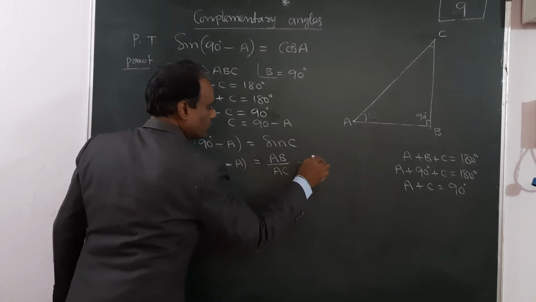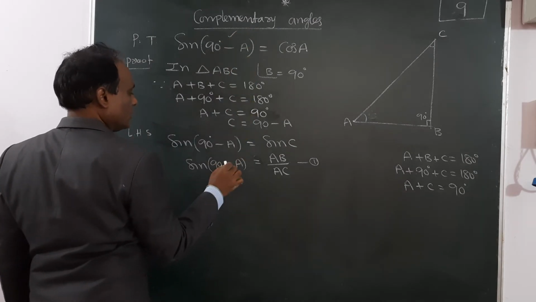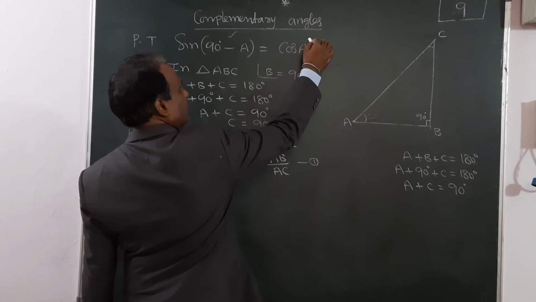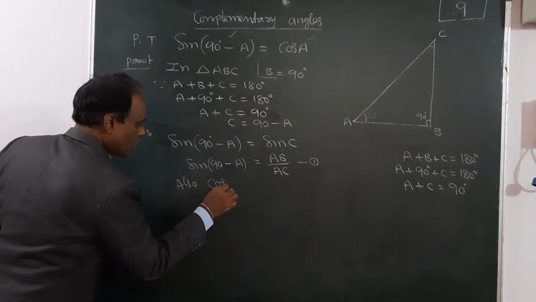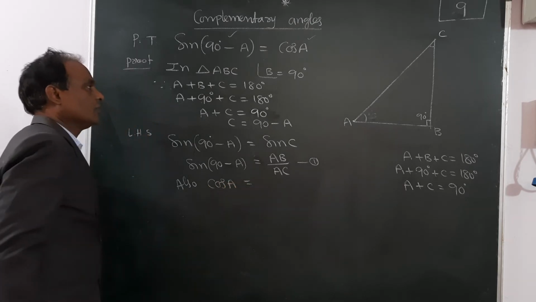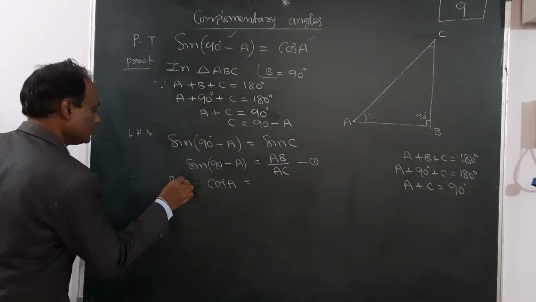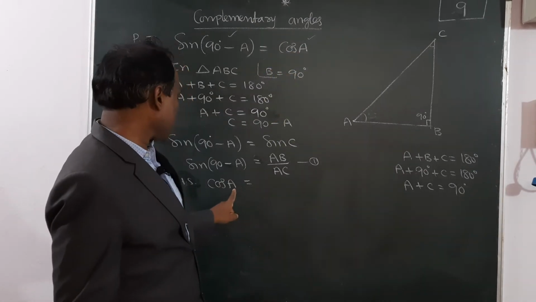Let us keep this. So I got this value. Sin 90 minus A, I calculated, I got it as AB by AC. Now I am taking the right side. Cos A. I am taking the right hand side, RHS. Cos. So now I am taking angle A.